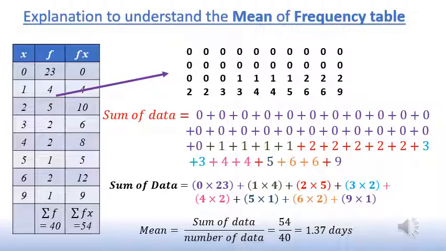mean is equal to sum of data over number of data. First we are going to find the sum of data. I add up all the data given in the list. There is another way to add the numbers, by multiplication.